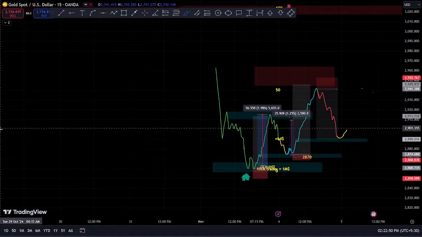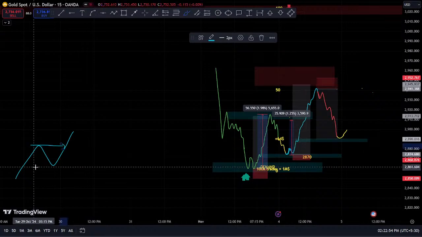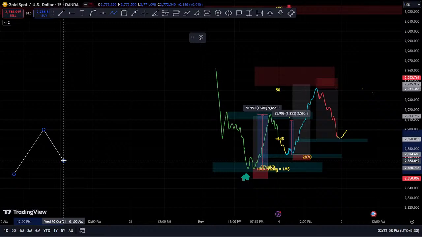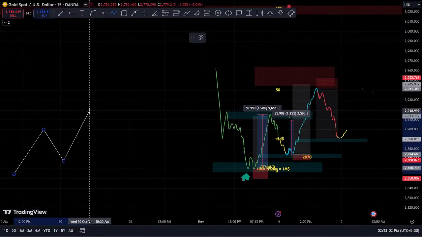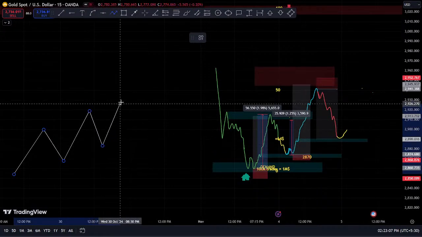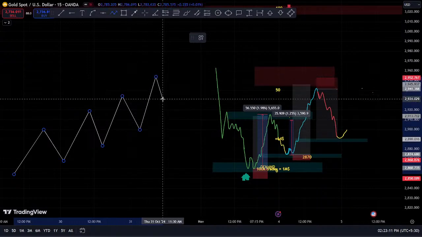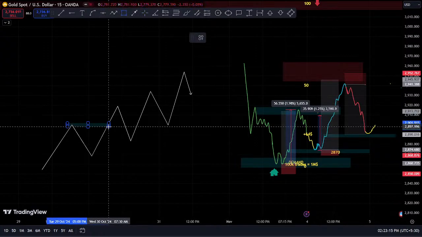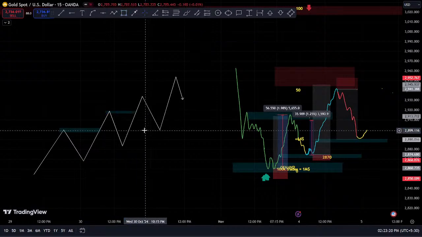If the price breaks the structure, this is called a change of character, where the price breaks the previous supply zone and pierces through that zone. In this way, the market works in an uptrend. So what do we call this area? This area is a break of structure.